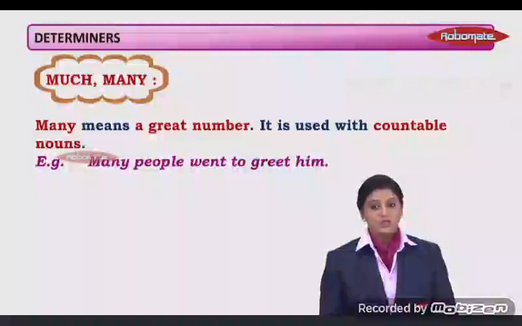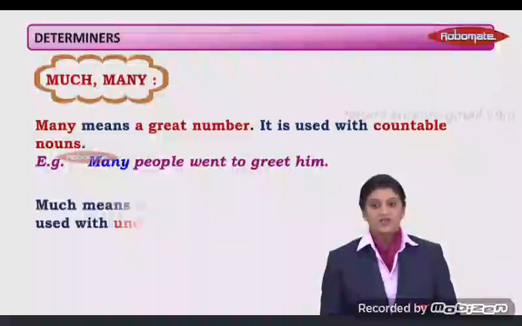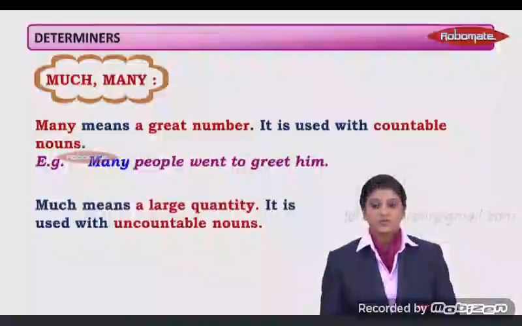Now, the noun that we are going to consider here is people. And people can be counted, thus we call it a countable noun. And the determiner that precedes it is many. Many, thus, over here means a great number. Okay, so a great number of people went to greet him can be written as many people went to greet him. However, look at the usage of much.